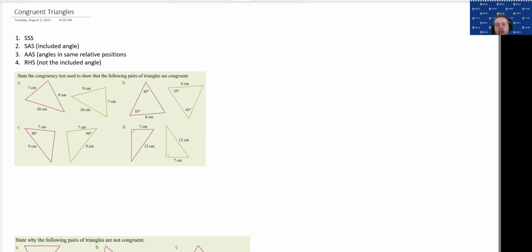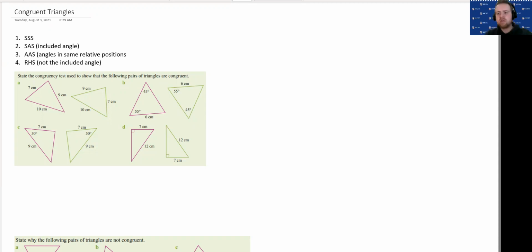You would have done this last year, but we're going to go through it again. Congruency is just when a shape is equal to another shape in every way. So a congruent triangle has equal sides and equal angles with this other triangle.